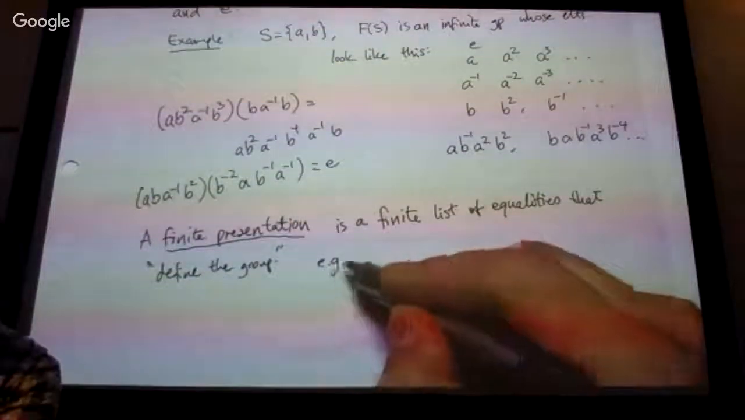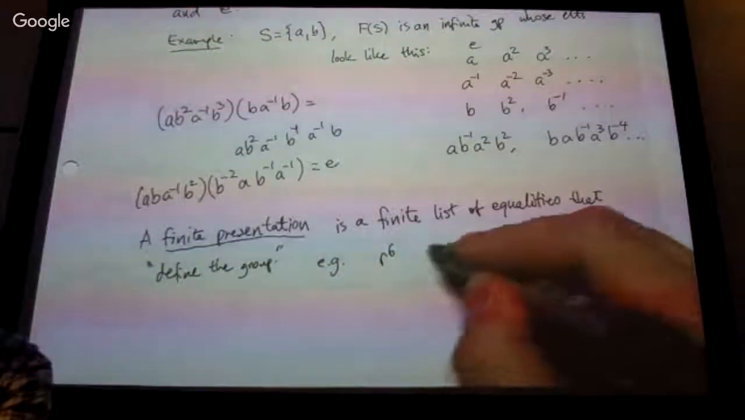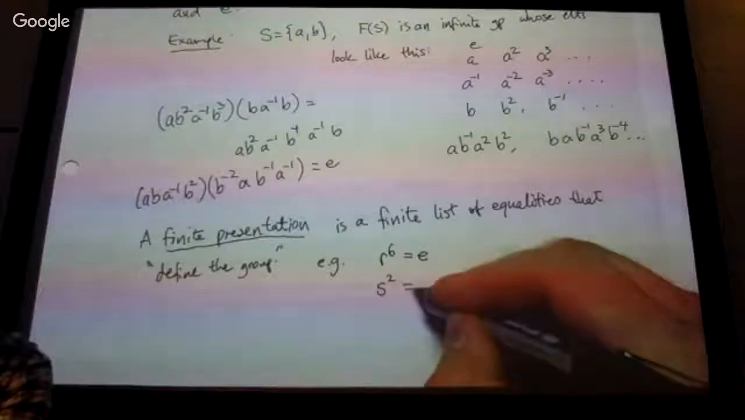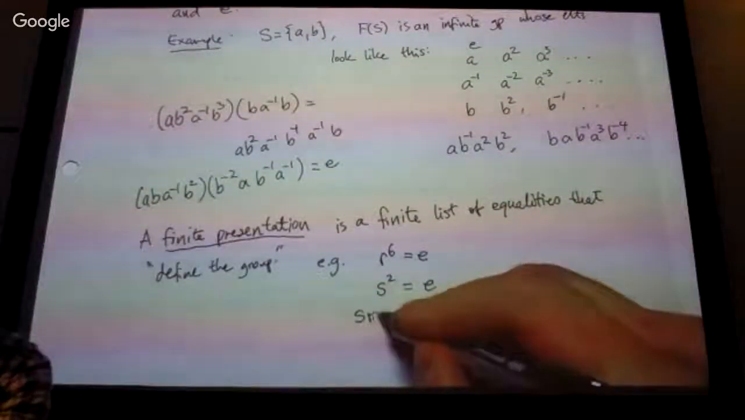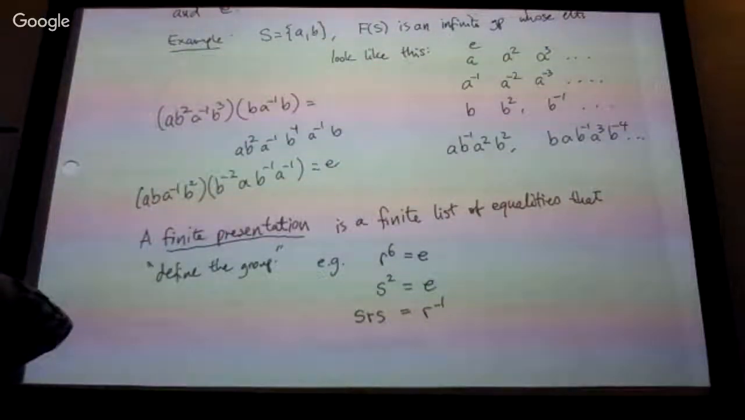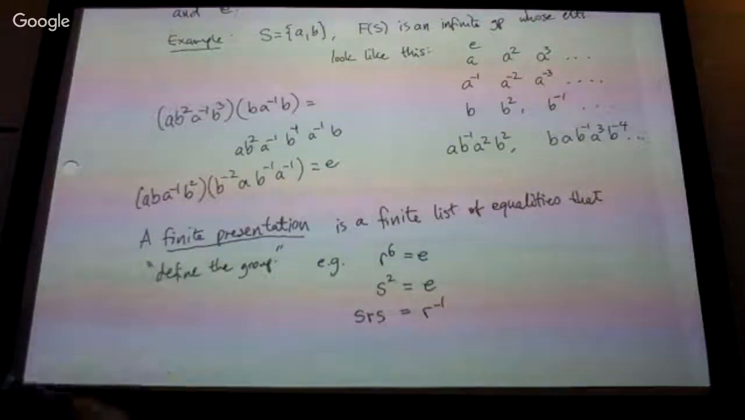So for example, you could have a list of things that says r to the 6th equals the identity, s squared equals the identity, and S R S equals r inverse. Right? So this is the sort of equalities that you're given. And then you say, let's take a group which is generated by two elements R and S using these equalities.